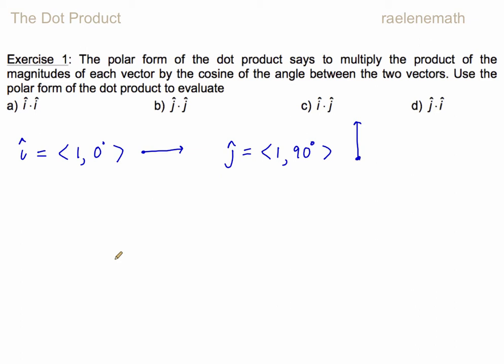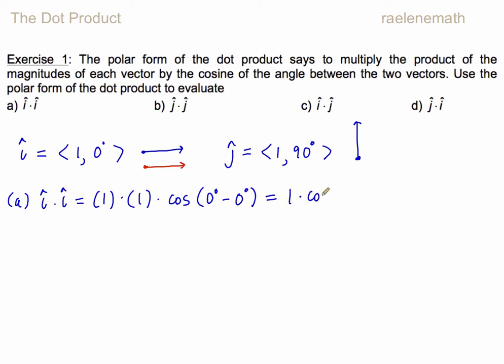If I want to find the dot product of i hat with i hat, the definition for the polar form is to take the magnitude of the first vector, which is 1, multiplied by the magnitude of the second, and multiplied by the cosine of the angle between. Well, if I have another i hat vector here, they are in the exact same direction, and if two vectors are in the same direction, then the angle between them is 0. I can find this by subtracting 0 degrees from 0 degrees. And I get 1 times the cosine of 0, which is 1.